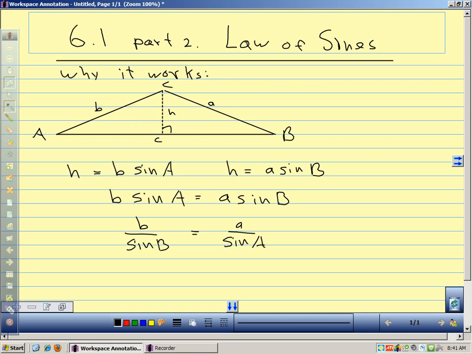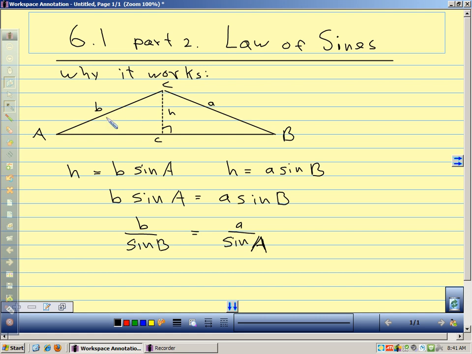So this is why the law of sines looks the way it does, and why it turns out that all these relationships are true. I just wanted to point this out because the altitude here, the length of h, is going to come into play today with what we do. So we're going to talk about the ambiguous case, and then we're going to come up with some formulas for the area of triangles using sines.